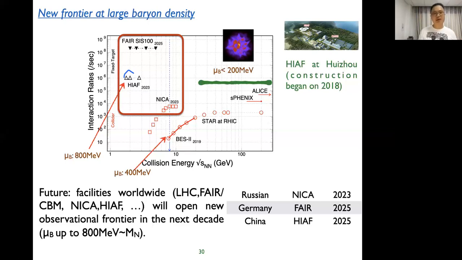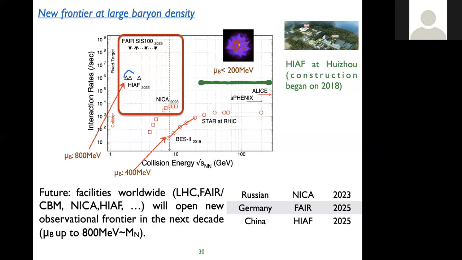So number one, we are at least closer to the physics of neutron stars. The second, as I just mentioned, is that we maybe can directly access the first order transition. And the third, which is related, is that this offers a new window to understand the physics of chiral symmetry restoration, but at a finite baryon density. Yeah. Thank you very much.